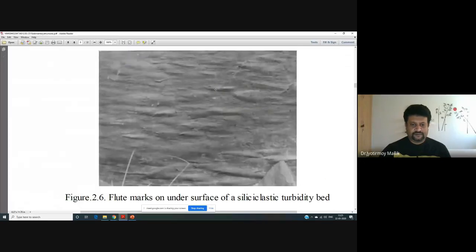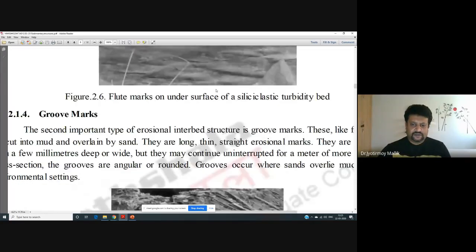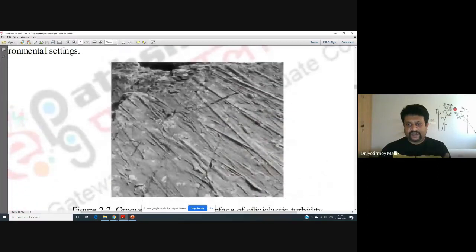Okay. So flute casts are essentially similar to the sole marks, and they have a very typical asymmetrical elongated shape. Hence, we call them flute marks. And these are some beautiful pictures of, as you can see, the groove marks. From the groove marks also you can determine the direction of current.